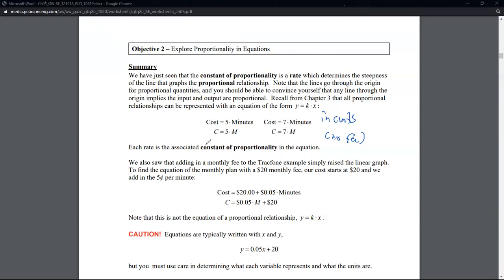So each rate is associated with the constant of proportionality in the equation. Remember y equals kx? This is basically what we have here. Y equals kx, the number's the k. So the slope is the constant of proportionality.